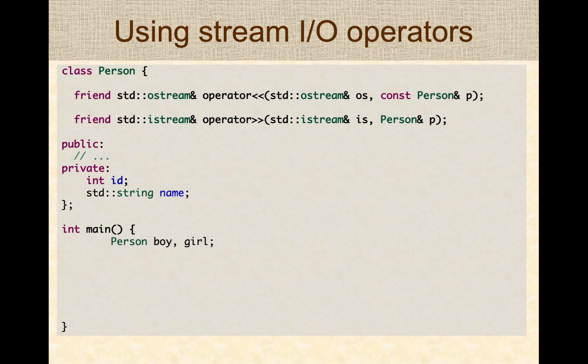So let's say we have two people, a boy and a girl. We can now read data for the boy and the girl. Here the example shows reading from the console input. And so you could use the same approach for files, string streams, or even reading data from sockets. It will be just fine.